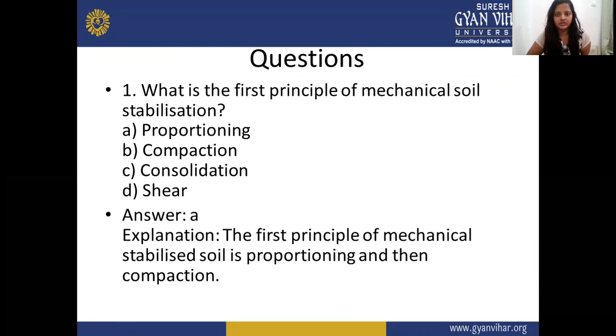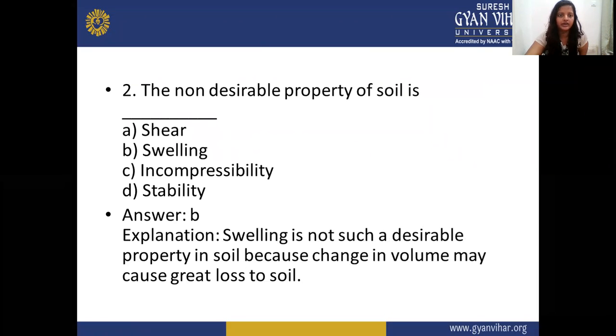What is the first principle of mechanical soil stabilization? Proportioning, compaction, consolidation, and shear. The answer is A, and the explanation is that the first principle of mechanically stabilized soil is proportioning and then compaction. So proportion has to be taken care of.